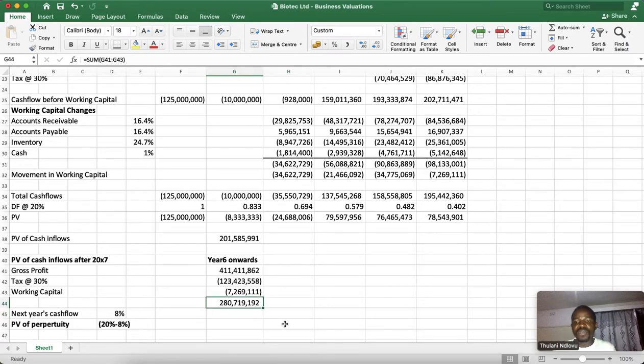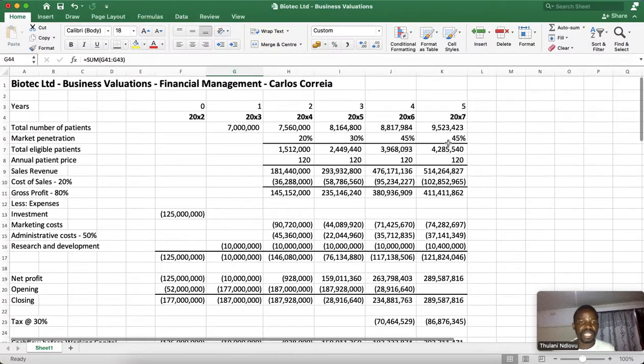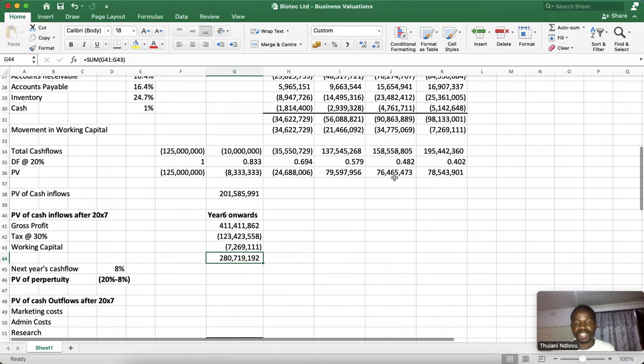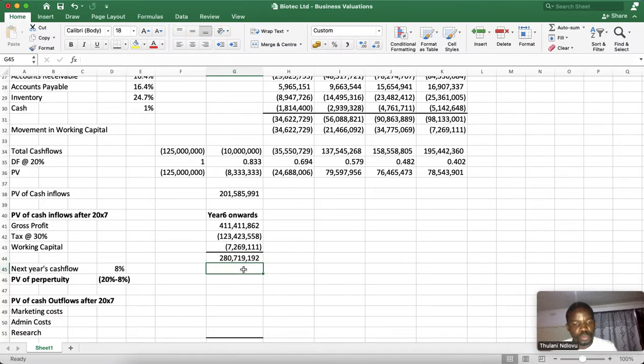This figure now becomes our D0 because this figure is in year 5, so it becomes our D0. If now we want year 6, we will have to grow this figure by 8%, 1.08. We get that figure.